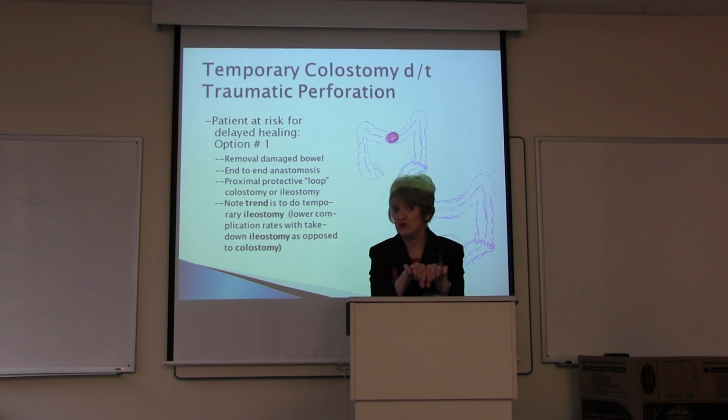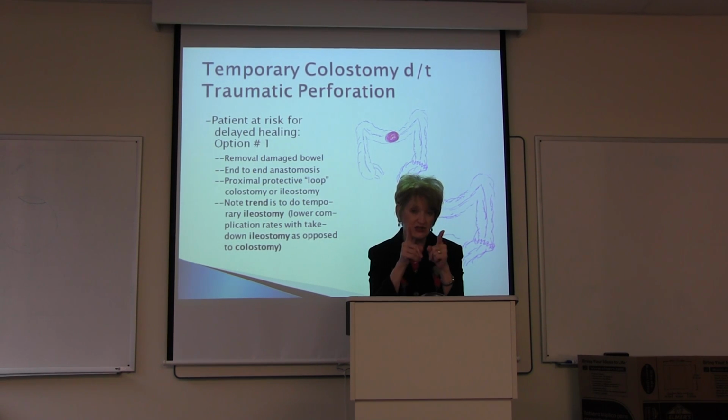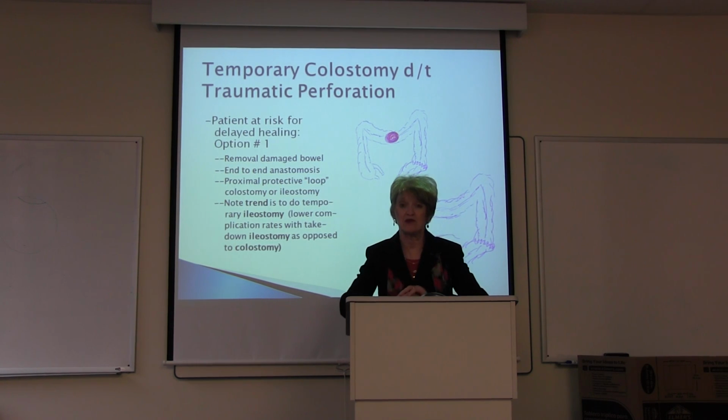In contrast, if I'm doing takedown of a loop ileostomy, I can make my incision, separate the loop ileostomy from the abdominal wall, remove the little section of bowel with the stoma, do an end-to-end anastomosis, drop it back into the abdominal cavity, and it's a relatively clean procedure with low bacterial counts and lower complication rates. So wherever you are in 2013, you're probably going to find that your surgeons are using loop ileostomy to protect an anastomosis anywhere in the colon, as opposed to loop colostomy.